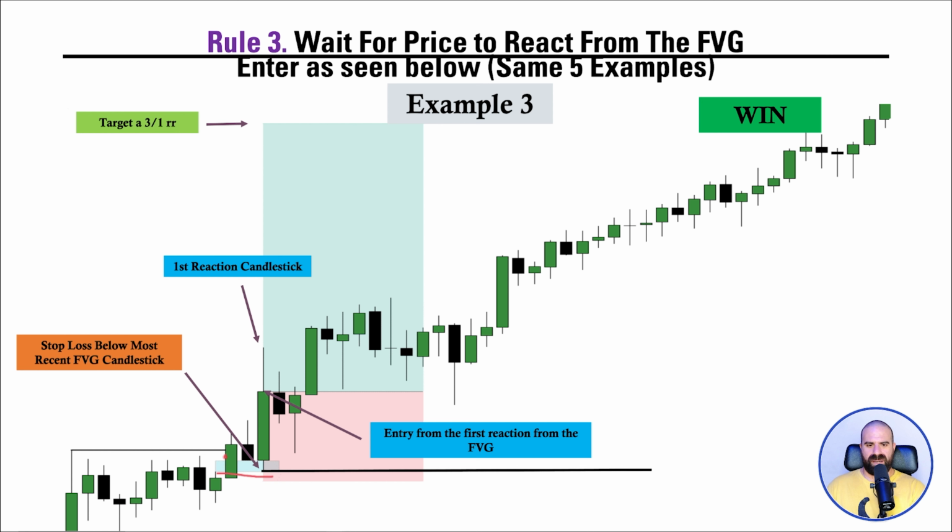There is an FVG after the break of structure. We are entering after the reaction from the FVG. The reaction candlestick is huge on this occasion, but we have to enter here with the stop loss below the candlestick. I am placing it a little bit below, as you see as well. We are targeting a 3 to 1 reward to risk, and this is a win.